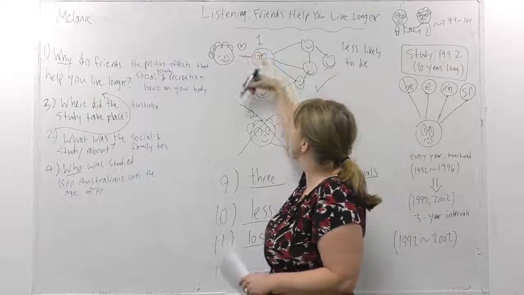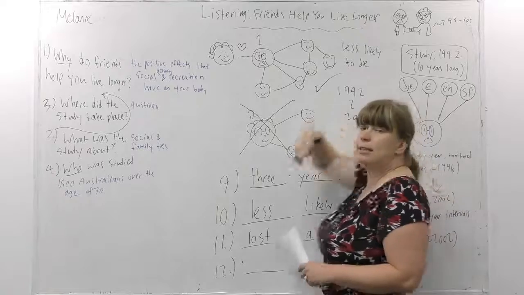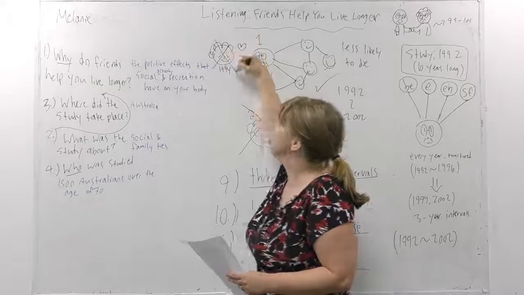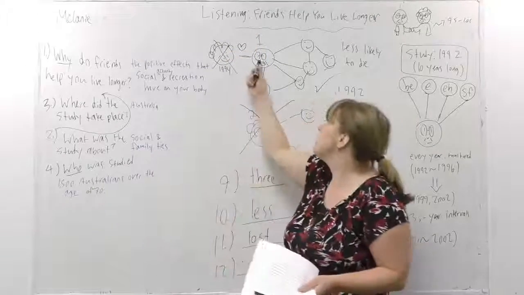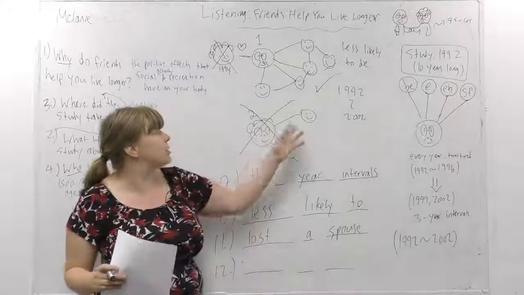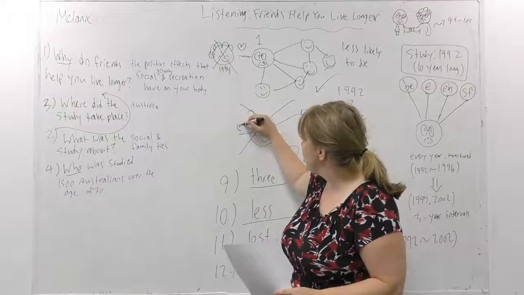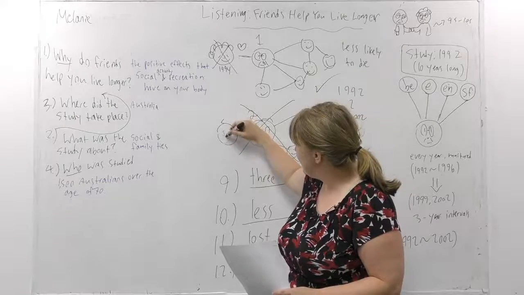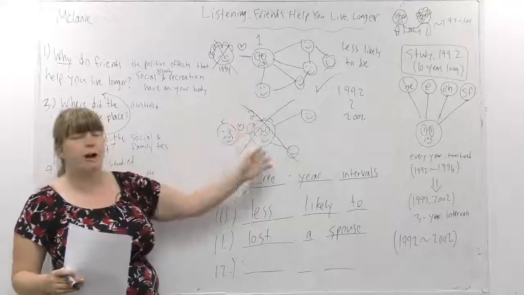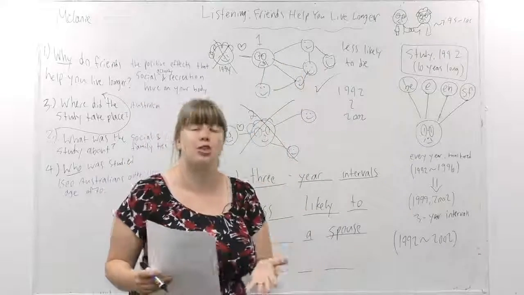They're happily living together. But let's say, this study took place 1992 until 2002. Let's say in 1994, unfortunately, she dies, which is sad. And of course, he's sad, but he still has his network of friends. So he's still alive. He's still okay. Now, maybe she had a spouse, but she still died. So it doesn't matter if you have a spouse or not. And the important thing seems to be how good is your network of friendship.